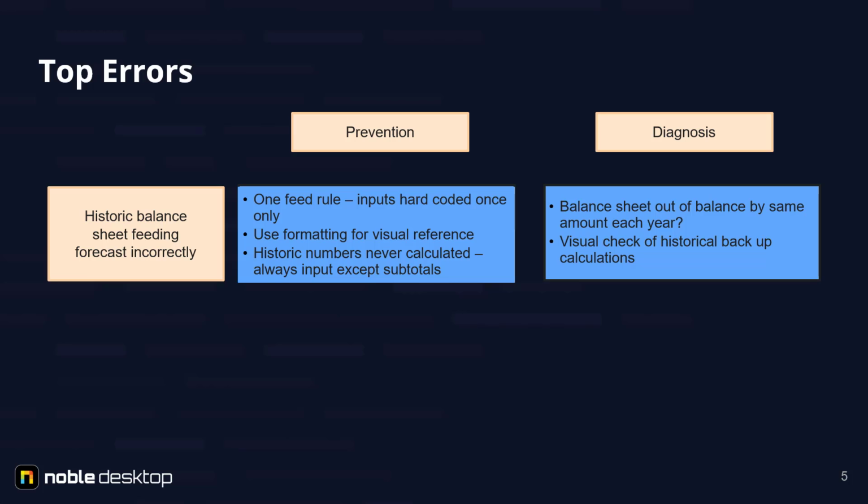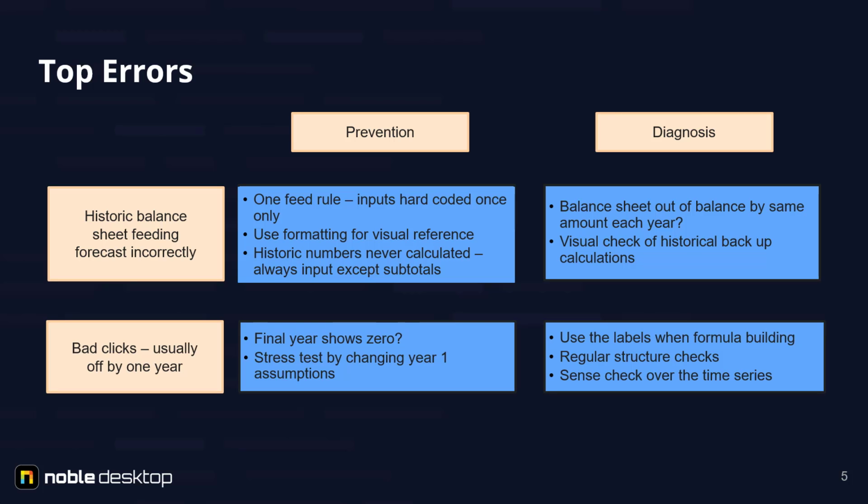And historic numbers should never be calculated. It would always be your inputs from the financial statements of the company, except for subtotals that we would advise to calculate manually. As for diagnosis of this error, you need to check if the balance sheet is out of balance by the same amount each year and do a visual check of historical backup calculations.